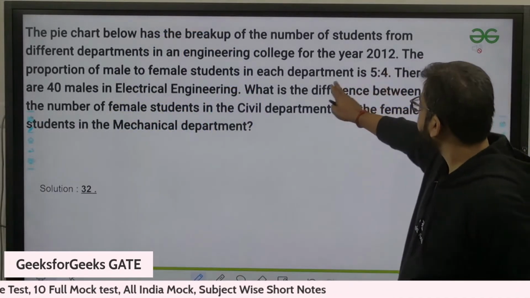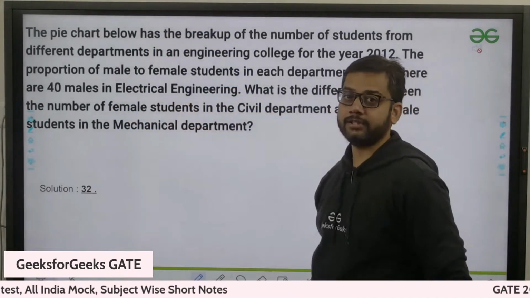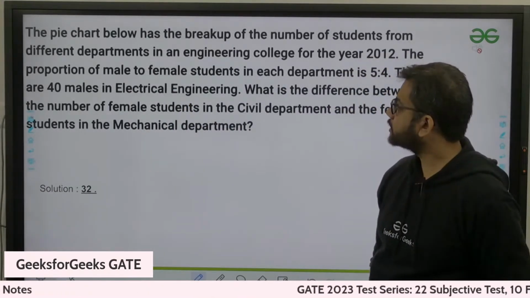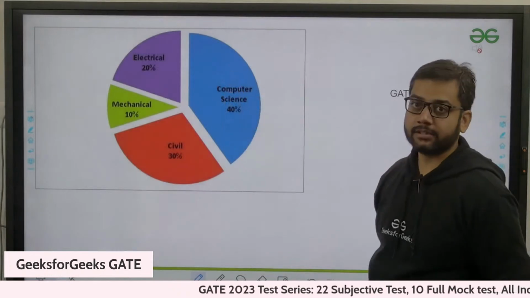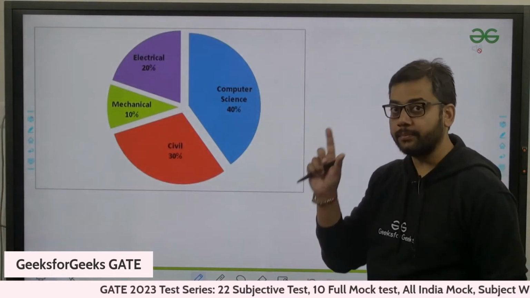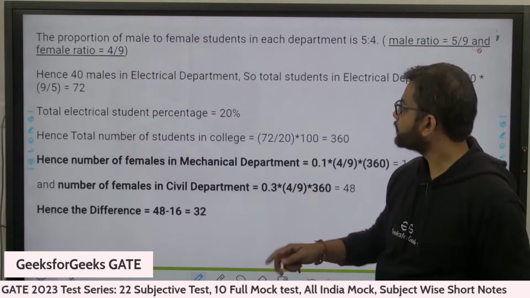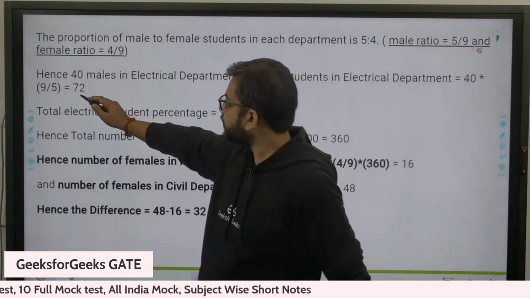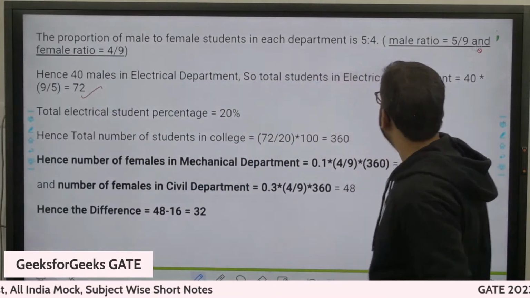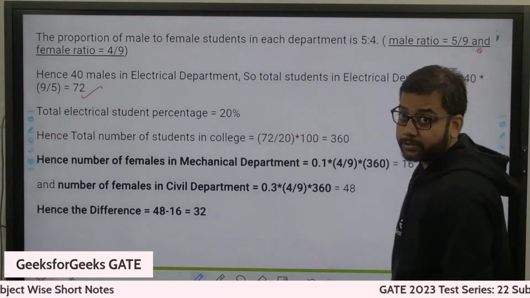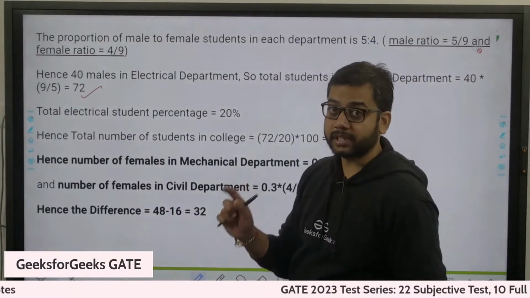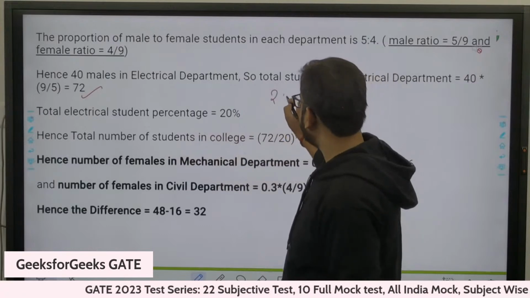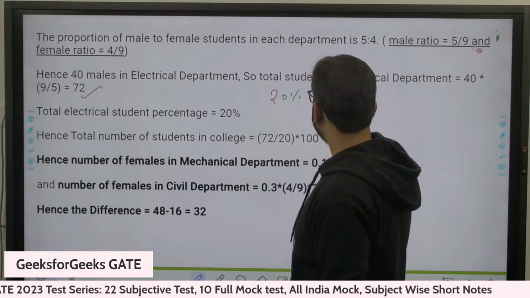The number of students: 40 are male in the electrical department. The electrical department has 20% of the students, and 40 are male. From there we can find out the total. If we multiply by 9 by 5, this will give you the total number of students, and this is basically 20%. For the 20%, it is basically 72.